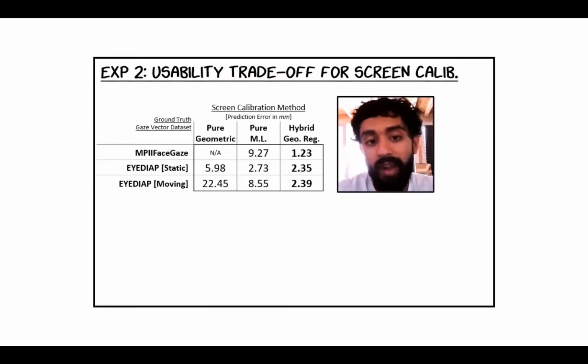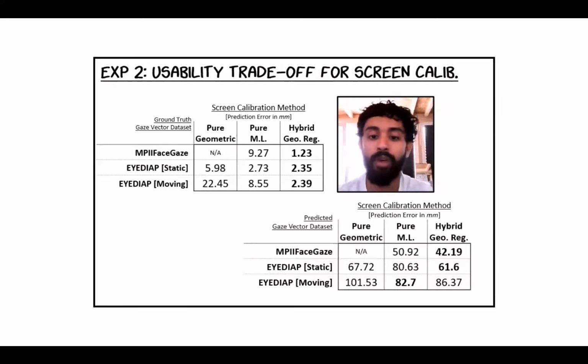If we were to evaluate on pure ground truth vectors instead of the predicted ones to simulate an idealized scenario, we notice that the hybrid geometric calibration technique performs better than both the purely geometric or the purely machine learning method in all scenarios. If we were to repeat this experiment for the predicted gaze vectors from our gaze estimation system, similar results were obtained, except in the moving head poses of the IDApp dataset. In this table, static refers to the static head poses of the IDApp dataset, and moving refers to the moving head poses of the IDApp dataset.